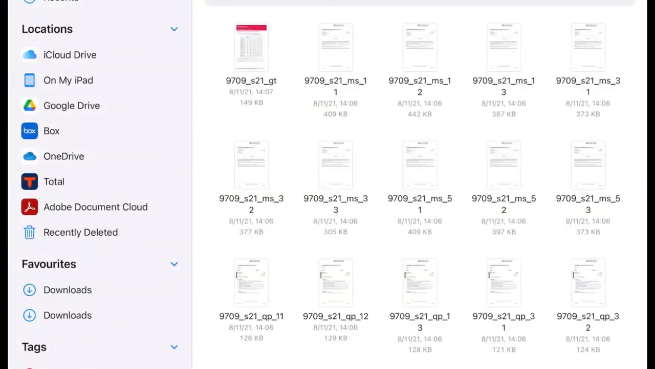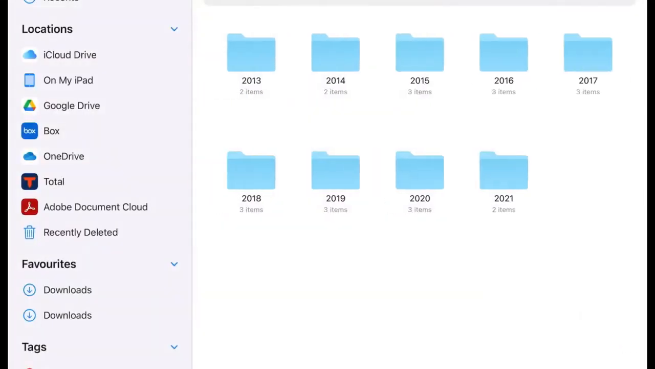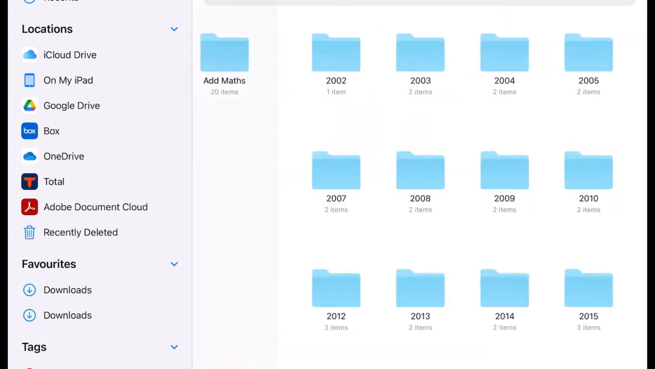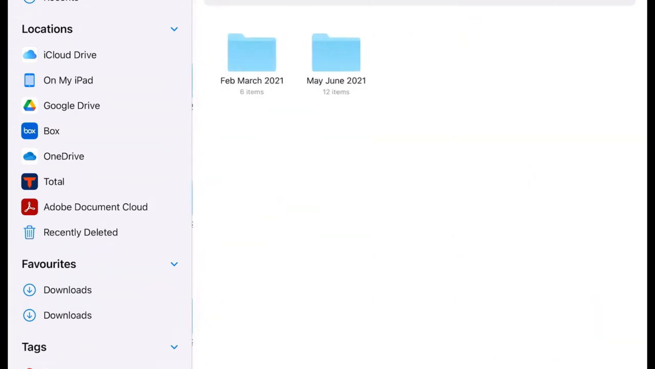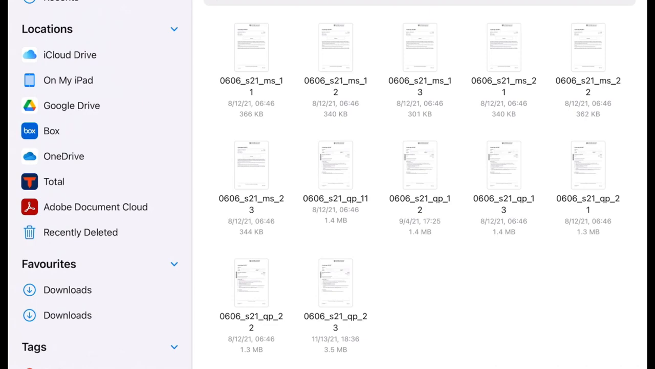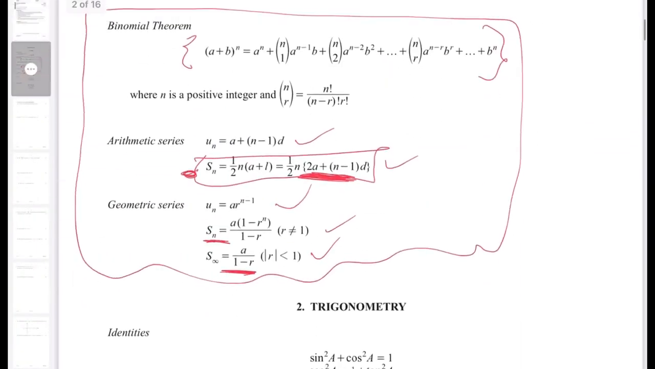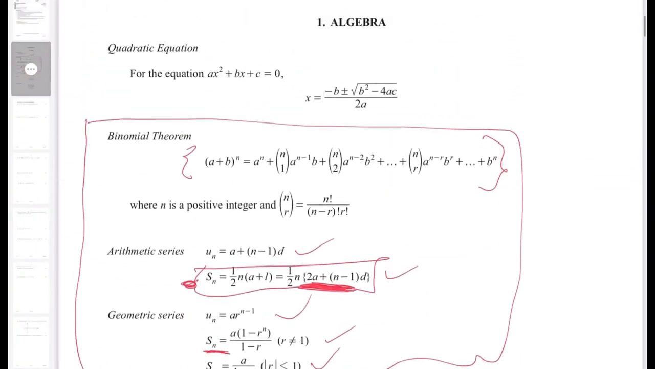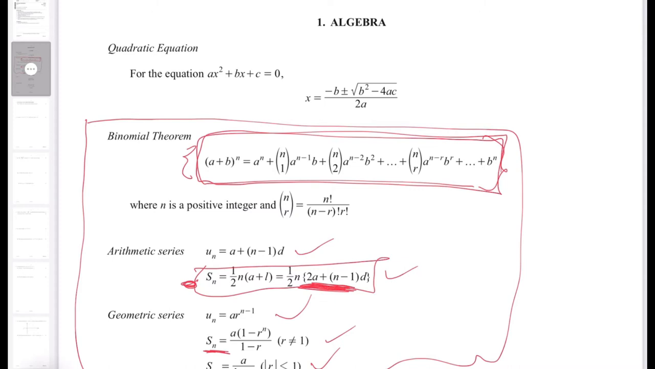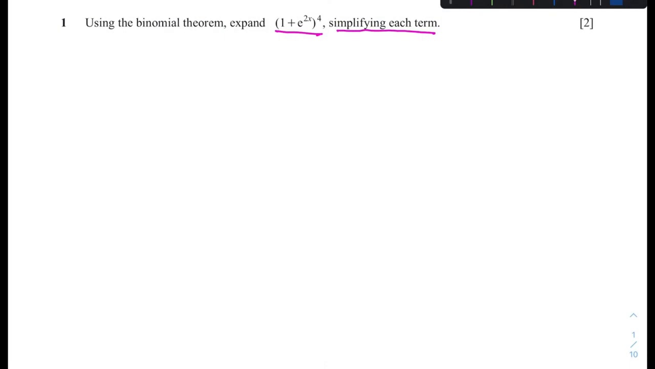In fact, let me show you something right now. If you go to Add Maths, let's say 2021, any of the major papers, you will see that it has the binomial theorem right here. So this is the formula that you'll be given. You don't have to memorize it. That's the point I'm trying to make. Don't memorize it one bit. So now let's solve this particular question.